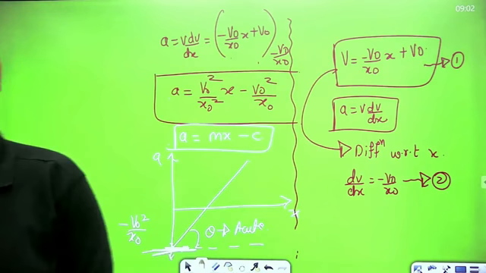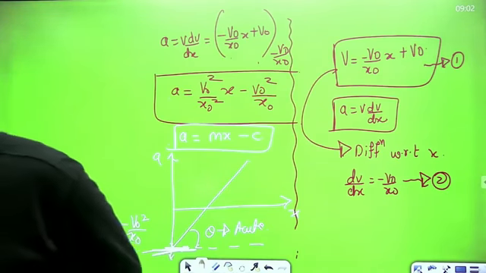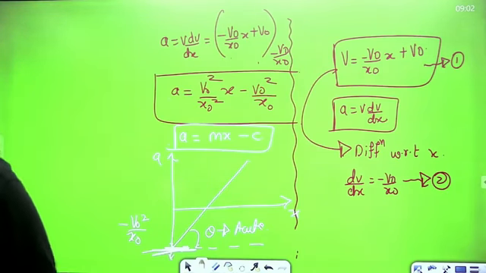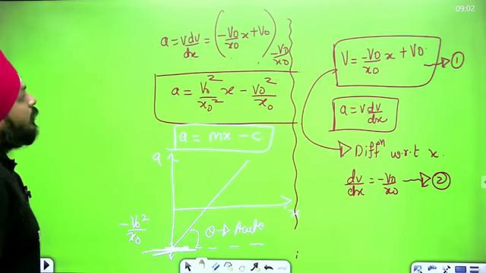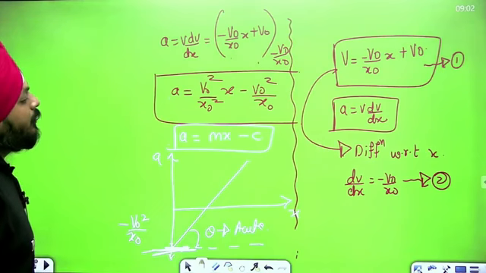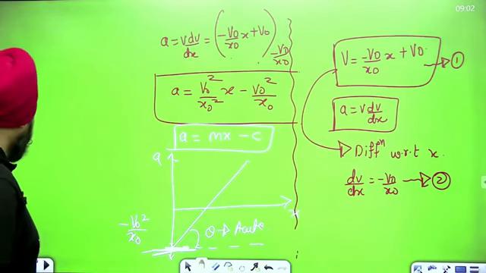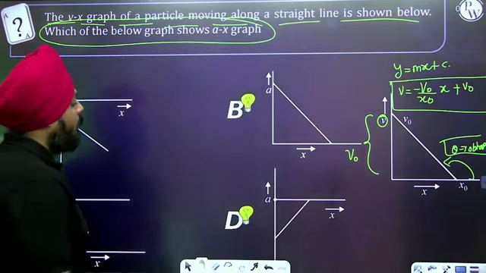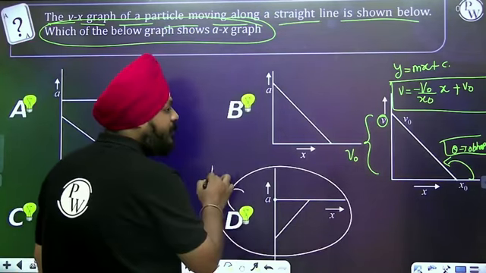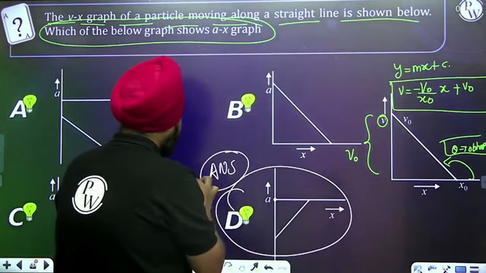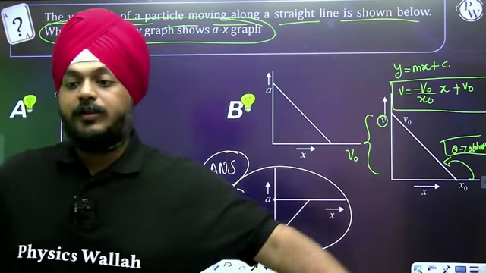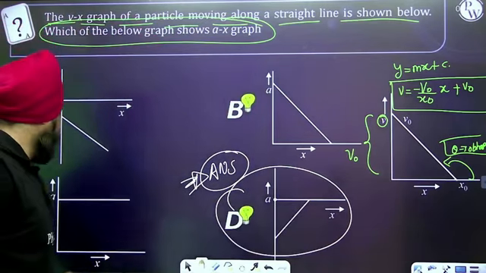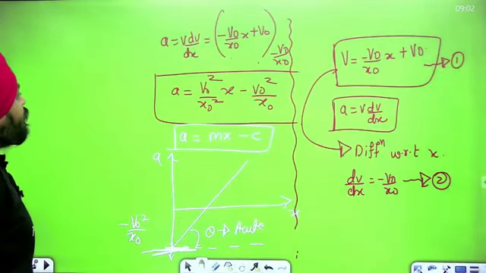What will be the nature of the graph? That has been asked in this question. Yes or no? D is the perfect answer for this specific question, right? D is the perfect answer for this specific question. Is it cool? Let's move on to the next question.